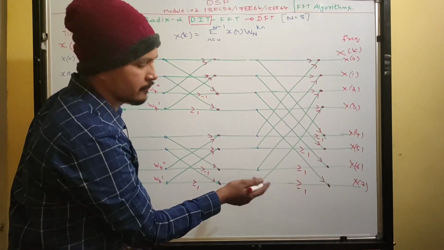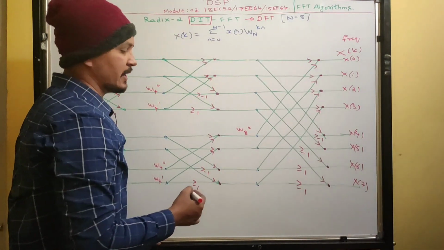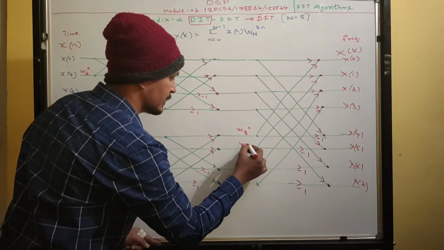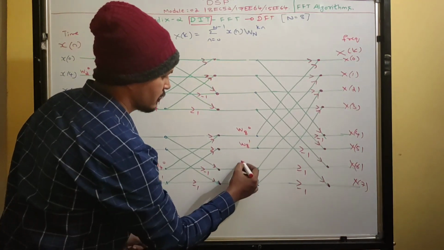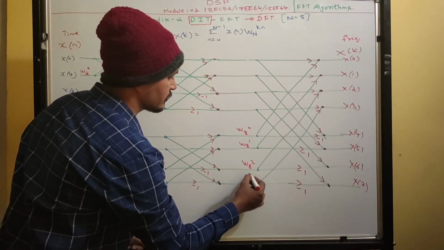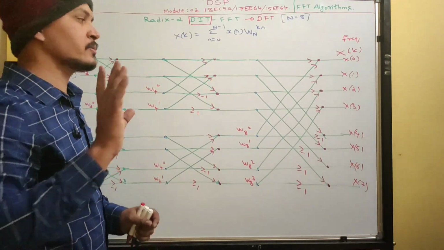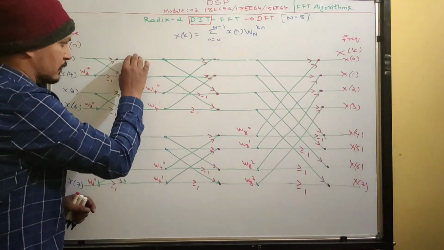Since all the lines are connected, you should go for 8-point. W8 power 0, and after that write in sequence 0, 1, 2, 3: W8 1, W8 2, and W8 3. So this is the complete signal flow graph. In problems I will explain how to do all the calculations.